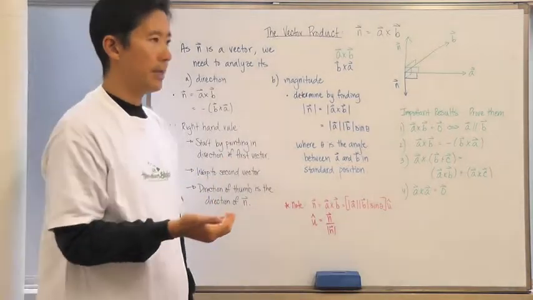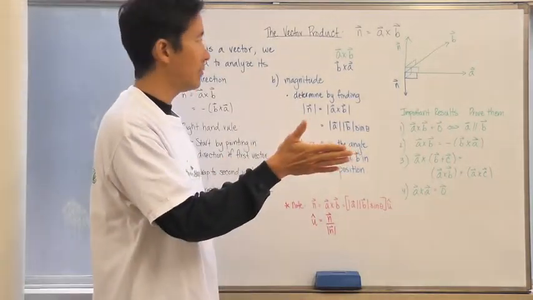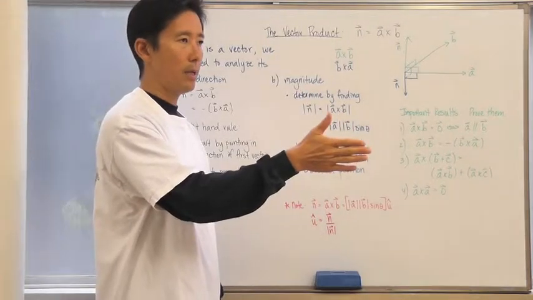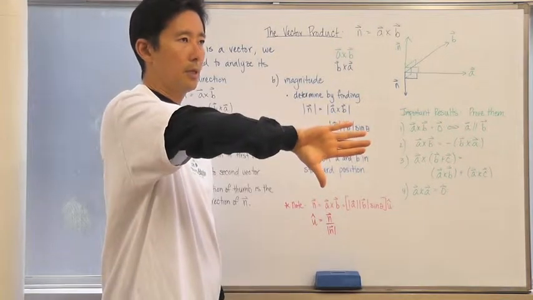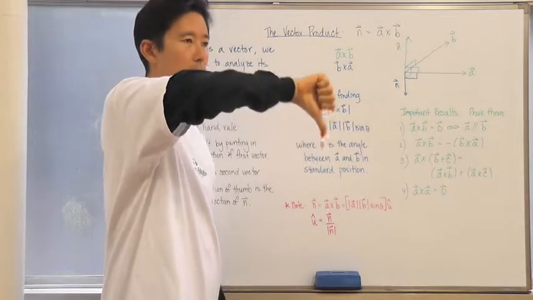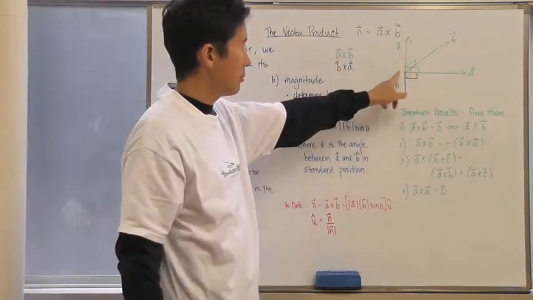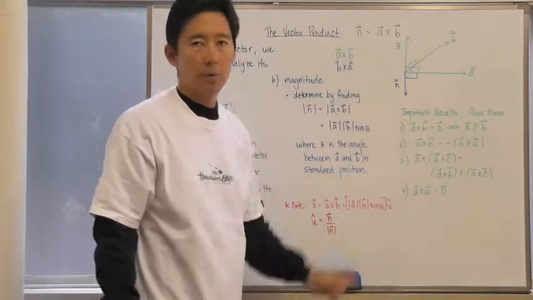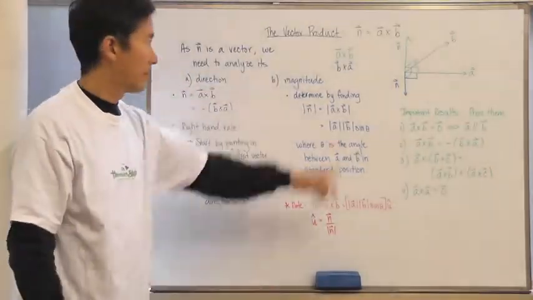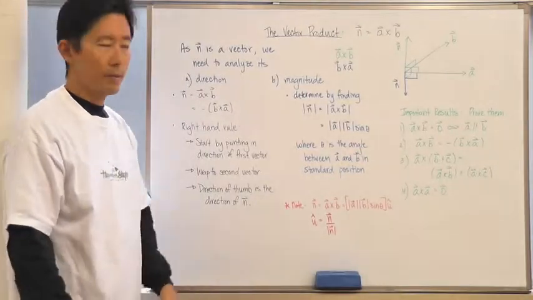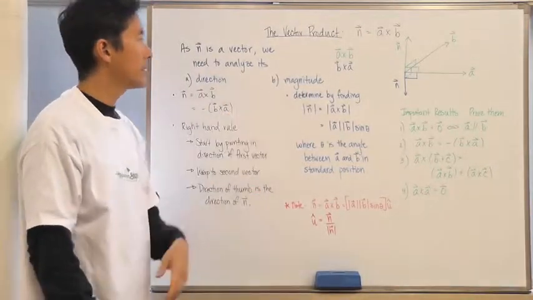So in order to do that, the only way that I can achieve this is by making sure that when I point in the direction of B, I point in this direction, and then I wrap to A. So if that's the case, then I know that B cross A is actually going to be represented by this blue normal vector, and that's the direction of that particular cross product. Okay, so now let's shift to the magnitude.